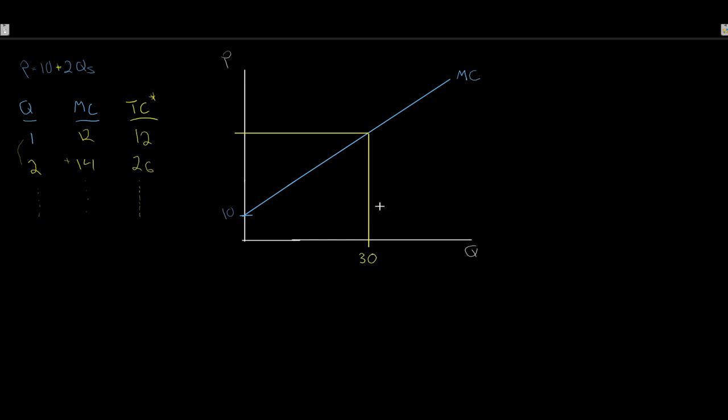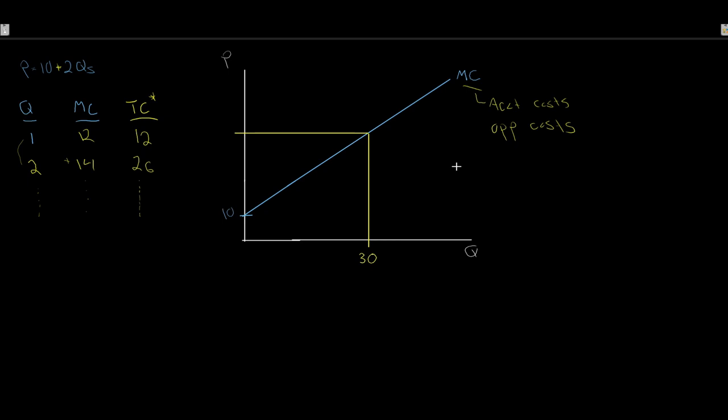So at 30 units, I want to know, what is my total cost of production? What is the cost that we face for producing this? And keep in mind, when we're talking about costs in this economic sense, economic costs are both our accounting costs as well as our opportunity costs. And as this is the market supply, the total amount being supplied to this market, this is going to be our social cost of production.